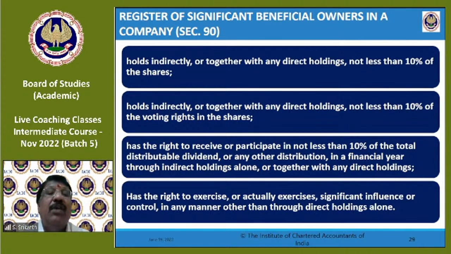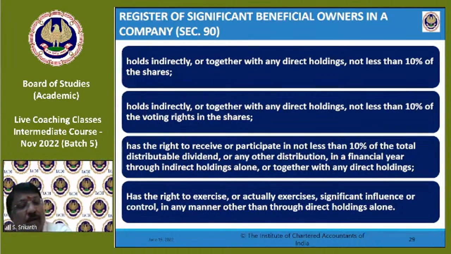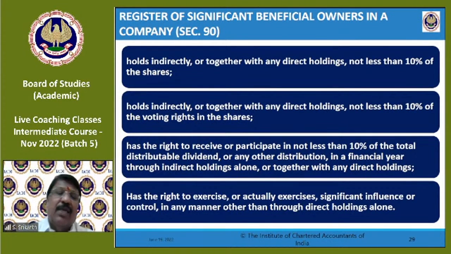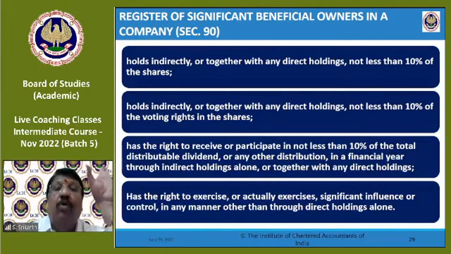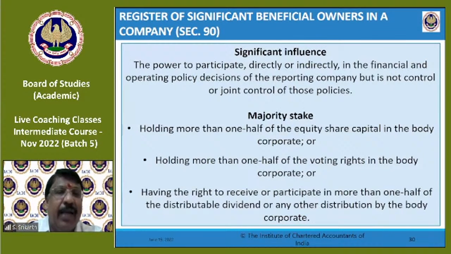Or he has the right to receive or participate in not less than 10% of the total distributable dividend or any other distribution in a financial year, through indirect holdings alone or together with direct holdings. Or he has the right to exercise, or actually exercises, significant influence or control in any manner other than through direct holdings. See, when I hold shares in a company, that is a direct holding. Okay, indirect holding we will see.